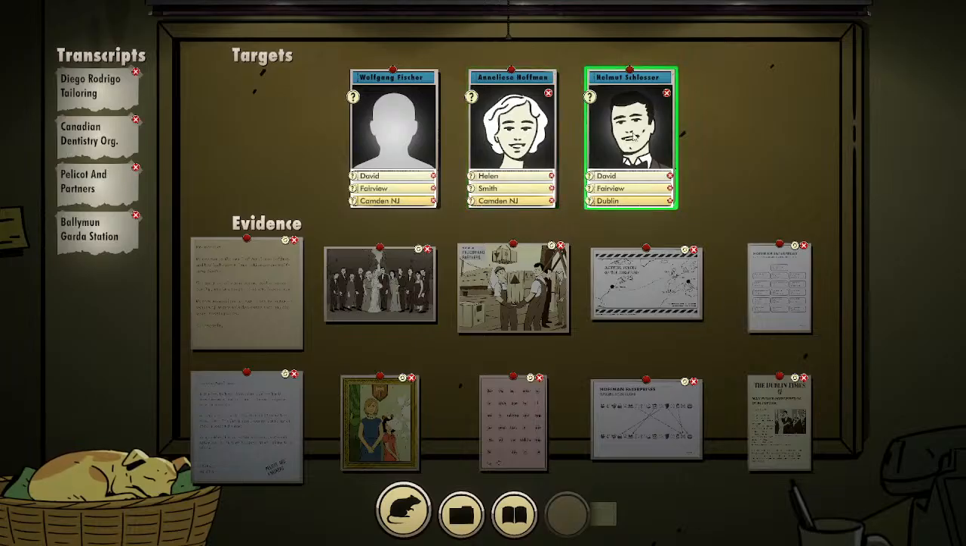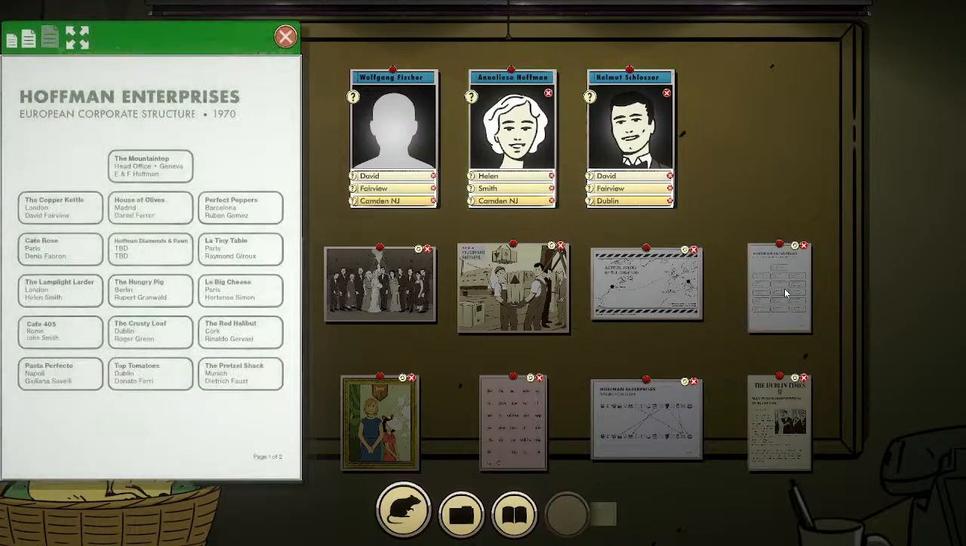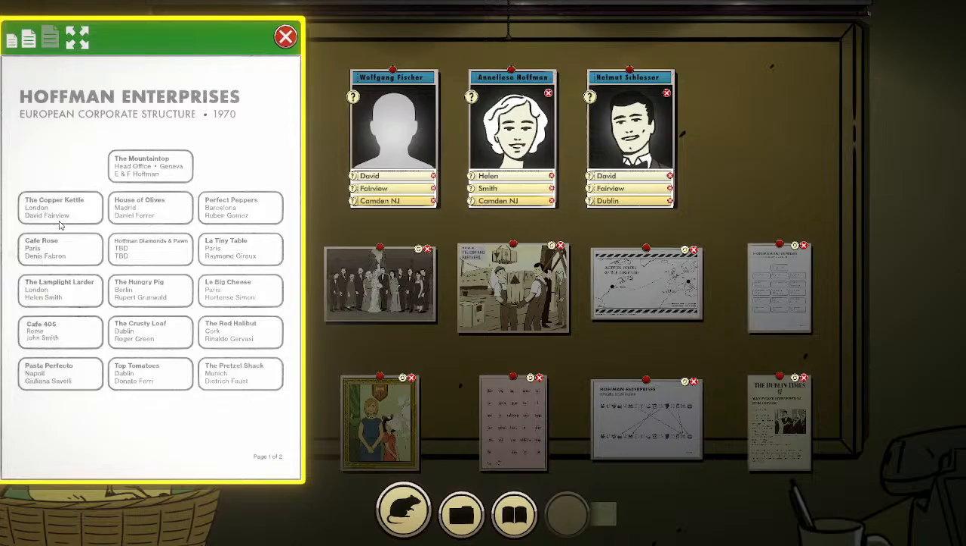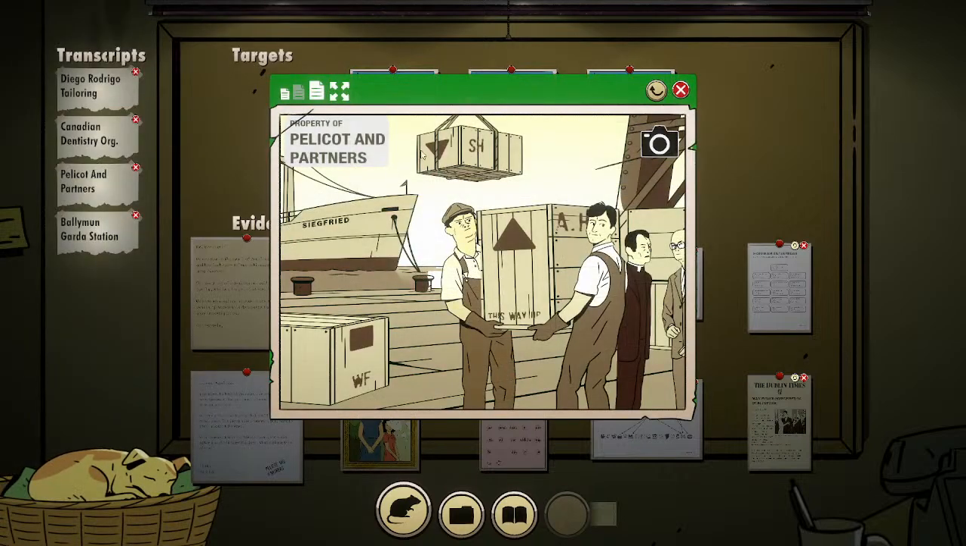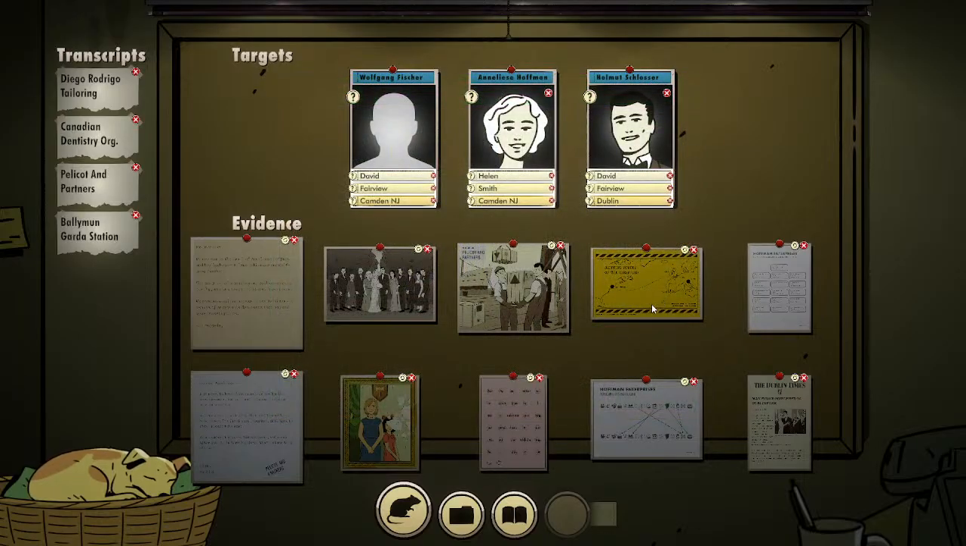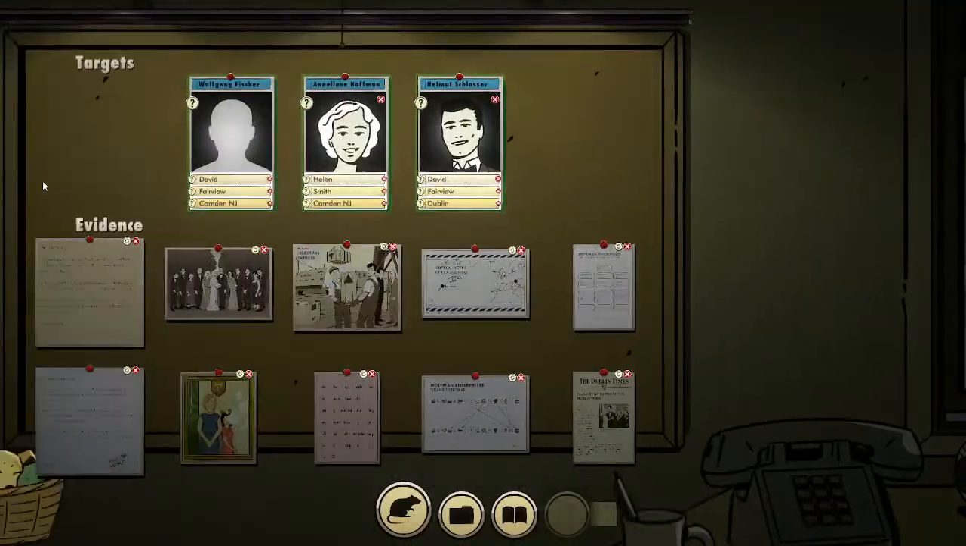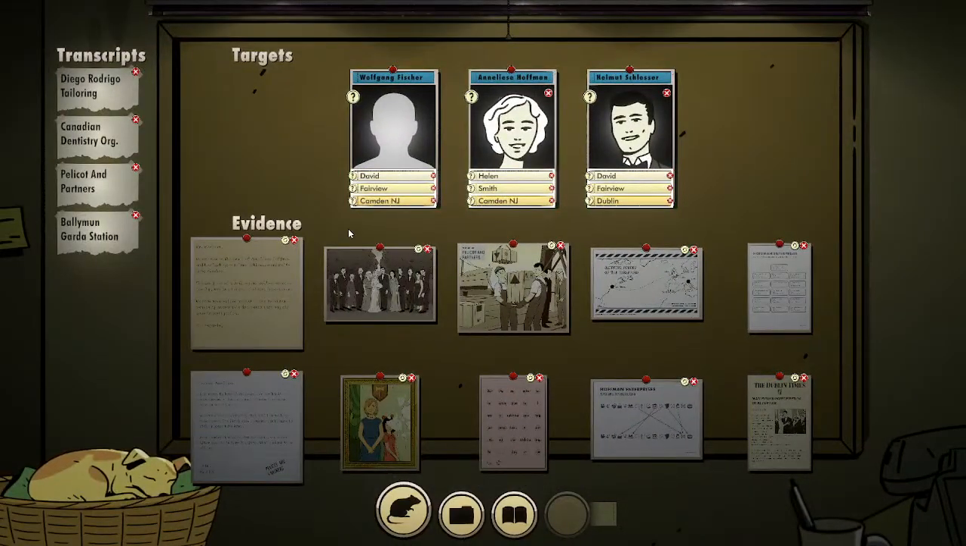Because he didn't end up where his business was. His business was in London. The Copper Kettle was in London, but he didn't go there. He went to Dublin, and we know that because... unless they both went to London and then they both went to Dublin, and then this guy was already in Dublin, I guess. Oh, it's not easy. It's not easy. I'm missing some important stuff. I'm missing some real important stuff. David Fairview.